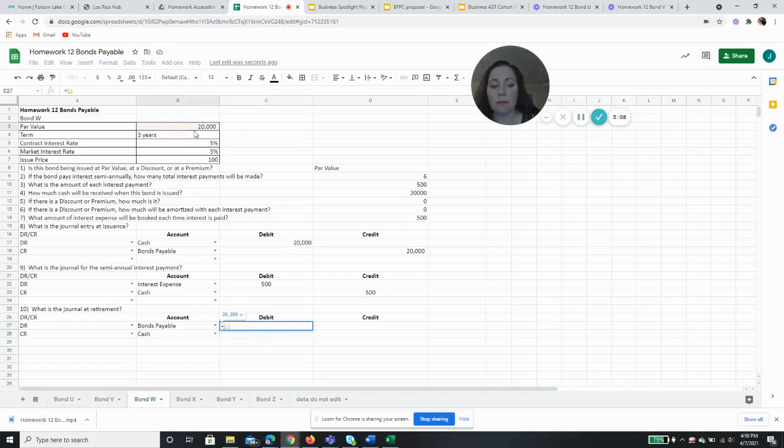So retirement, regardless of whether our bond is at par value, premium, or discount, when we retire it, we always debit bonds payable, credit cash for par value. All right, that's going to wrap up bond W.